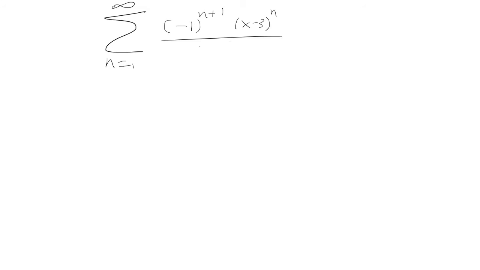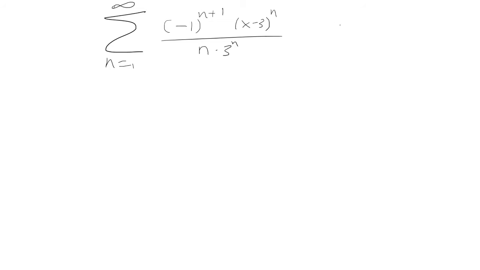Let's find the interval of convergence for the following series. We have the sum from n equals 1 to infinity of negative 1 to the n plus 1 times x minus 3 to the n, all over n times 3 to the n. So here we're going to use the ratio test.